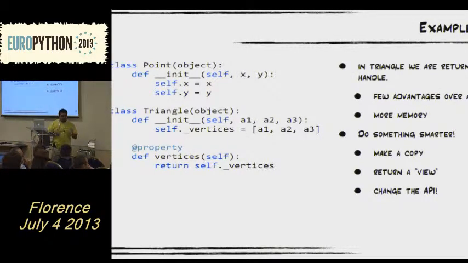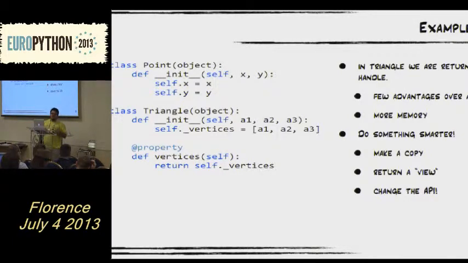Instead, if we make a copy, then we have no problem anymore, because you modify the copy and not the original list. The problem is that we are paying the performance of the copy, which is probably not much for a small list of 3 integers, but if we have some more complex objects, it may be a problem. So we may try to return a view, something that is actually synchronized with what happens to the triangle, okay, but doesn't allow us to modify it unless we make a copy.